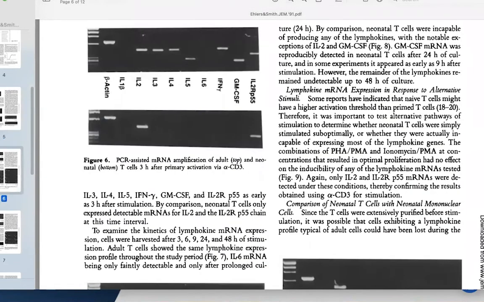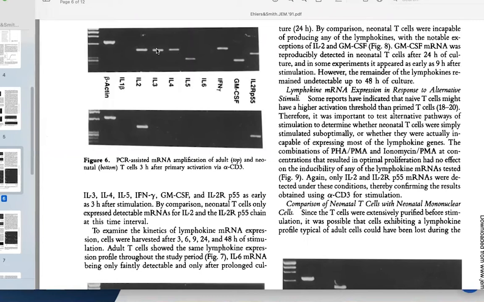that there wasn't something wrong with the DNA. So here in figure 6, this is after 3 hours of activation of adult cells versus the neonatal cells. And here it's clearly, after 3 hours after activation with the 64.1 anti-CD3 and the cross-linked on the Petri dishes, we can see IL-2, we can see IL-3, IL-4, IL-5, don't see IL-6, interesting, interferon gamma, GM-CSF, and then the alpha chain of the IL-2 receptor.